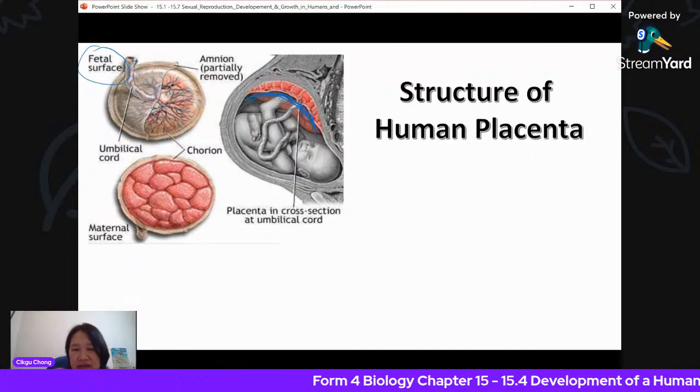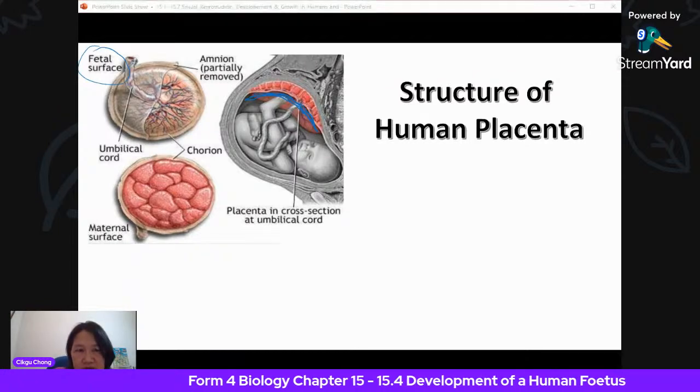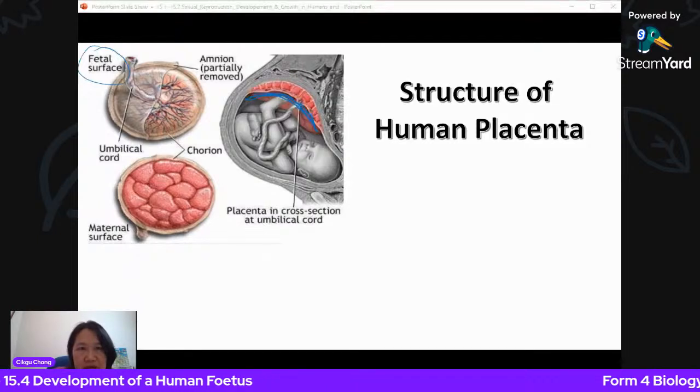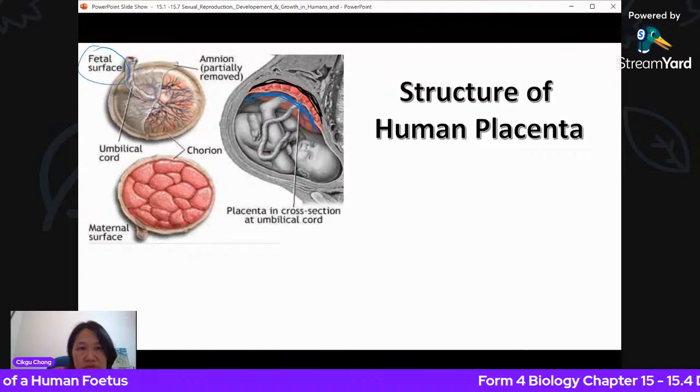Now on the other side, I'm going to draw in a different color, black. This side is called the maternal side. The maternal side's structure is slightly different.